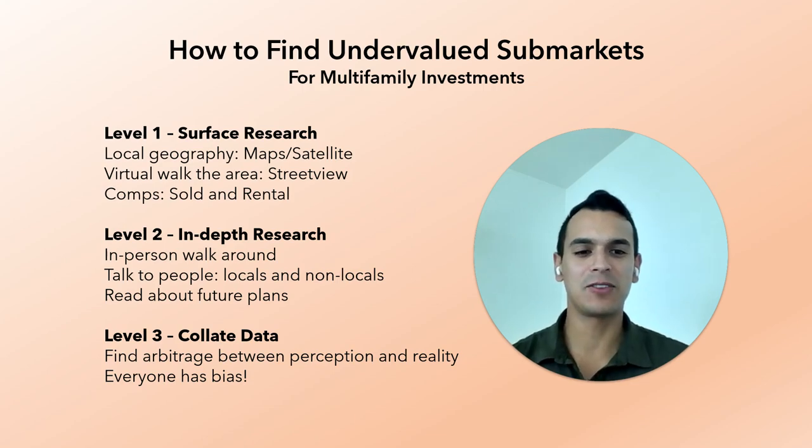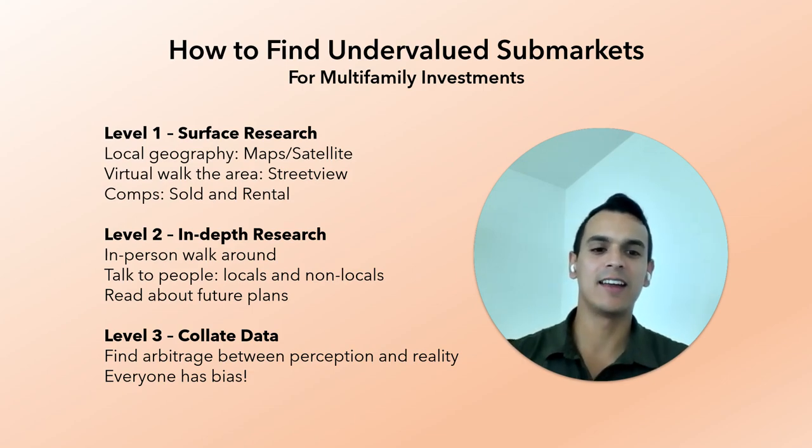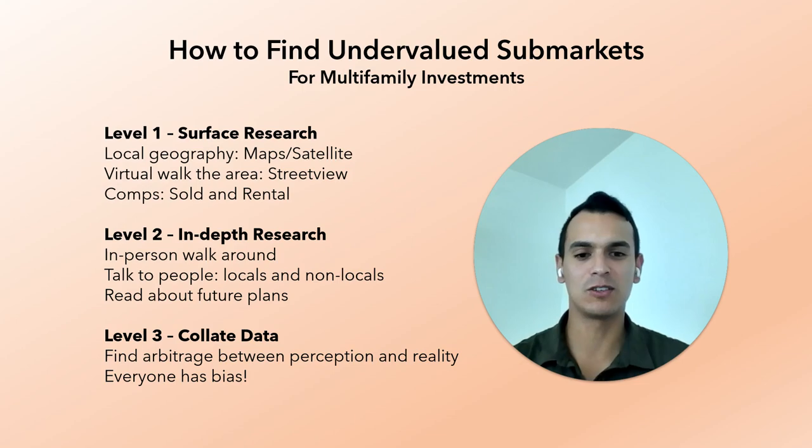So, how do you offset this? You get as much data as you can from as many different sources: online, numbers, conversations, walking around in person. And hopefully, with all that information, you can find an arbitrage between perception and what the reality of a situation is. And that is the true art of finding undervalued submarkets. And then from there, you're obviously looking for undervalued properties within that submarket.